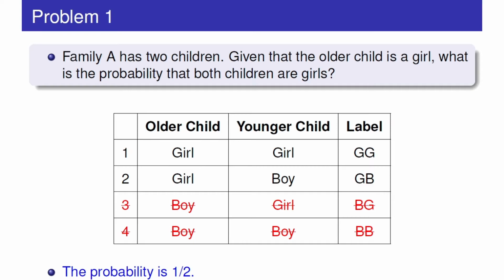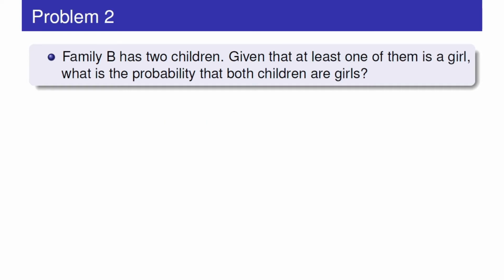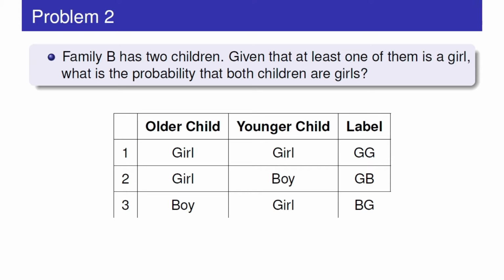Now, let's consider the second problem. Family B has two children. Given that at least one of them is a girl, what is the probability that both children are girls? Now, in this case, because our condition is at least one of them is a girl, the possible situations will be the following 3: 1, 2, 3. And in these 3 cases, at least one of them is a girl.